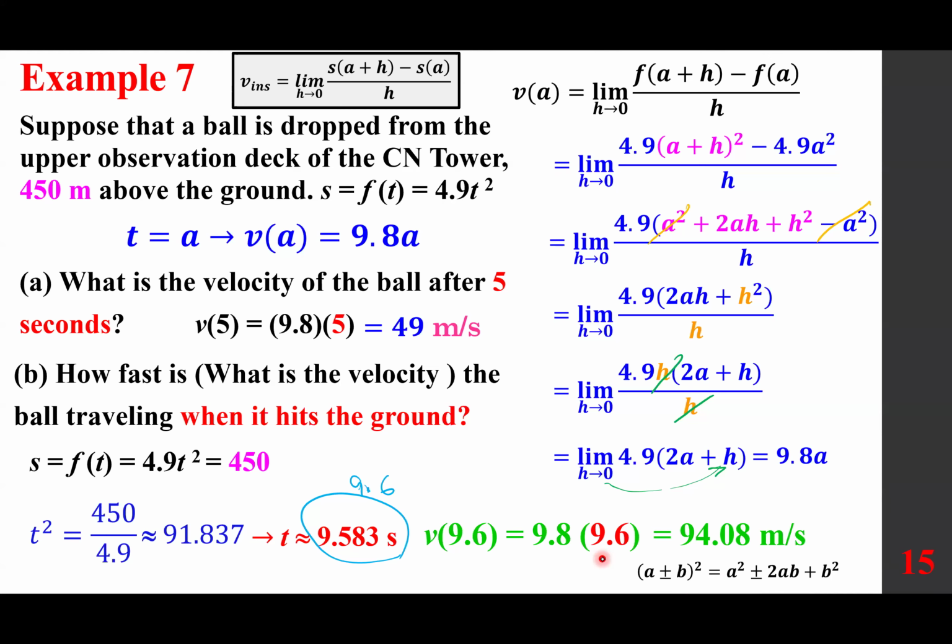Instead of finding v of a, in essence, v of t, which is s prime of t, if you will. That's what we do. And the advantage of that is that if you want to find v at different a's, in part A, the a is different than in part B, then you don't have to redo the process. All you have to do is just plug in, and it makes it nice and easy in that manner.